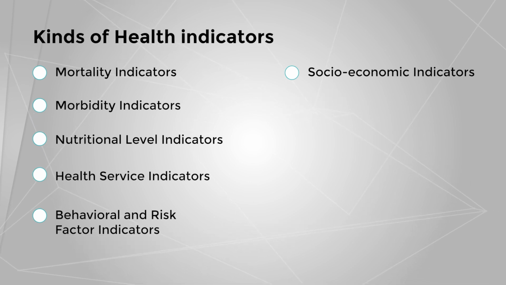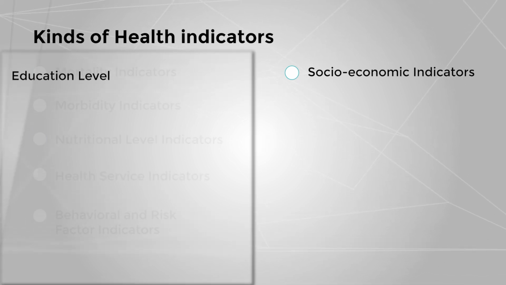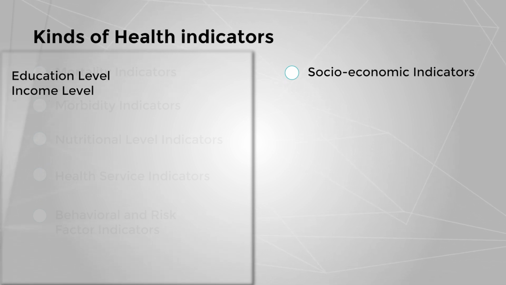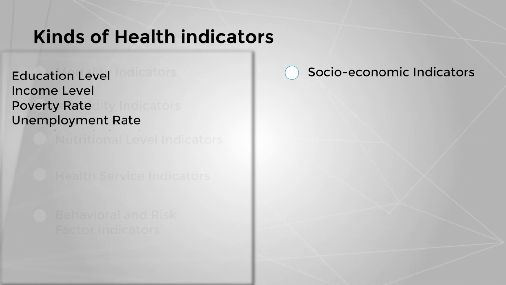Socioeconomic indicators. These indicators measure the social and economic factors influencing health. For example, education levels, that is percentage of population with access to education or literacy rate or enrollment ratio in a school. Income levels, that is median household income, or it could also be understood with the help of expenditure. Poverty rate, percentage of people living below the poverty line. Unemployment rate, that is percentage of labor force that is unemployed. All these indicators help in understanding the health status.